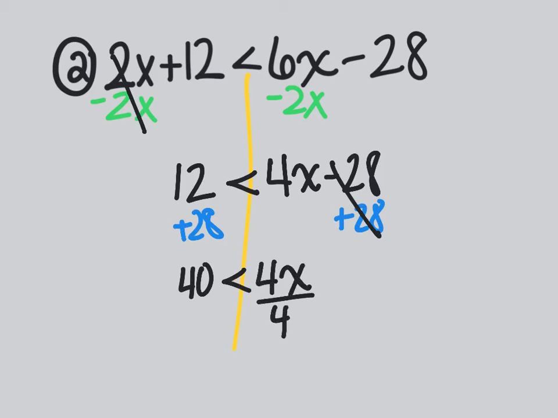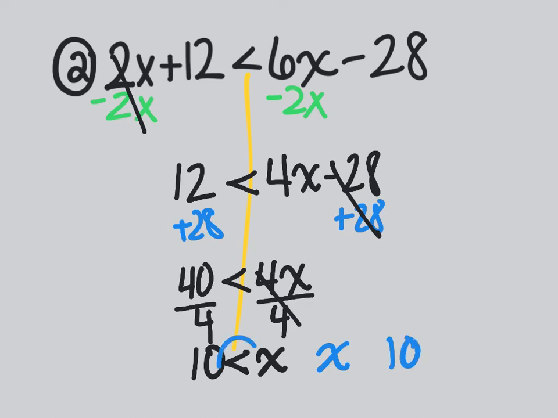And then I'm going to divide both sides by 4 to get x by itself. And I have 10 is less than x. Now this is one of those that I said you might like flipping around so that it starts with x first. So you just have to make sure if you do that, you flip it into x and 10, but then this sign right here has to turn to the other direction. So we have x is greater than 10.